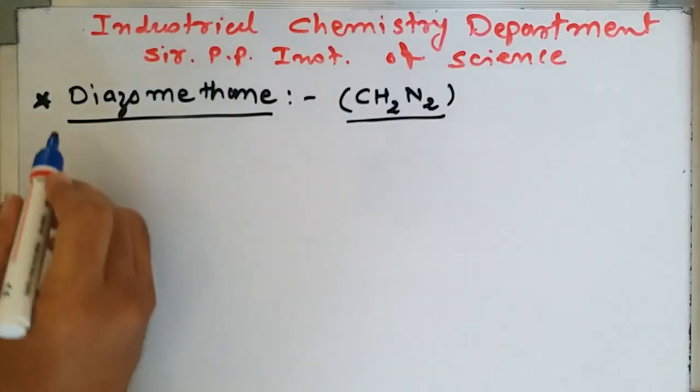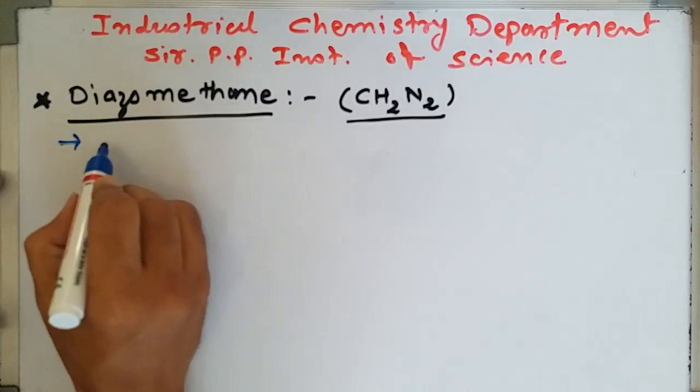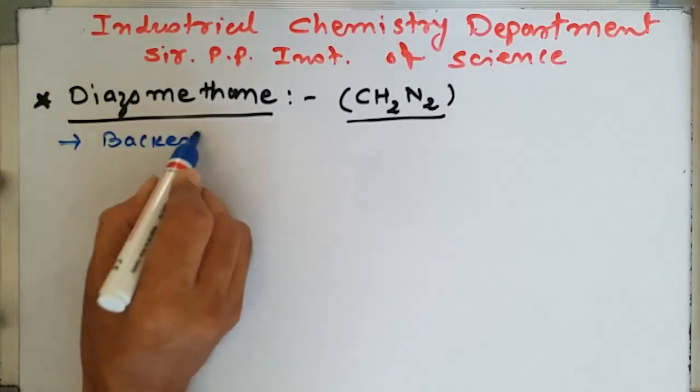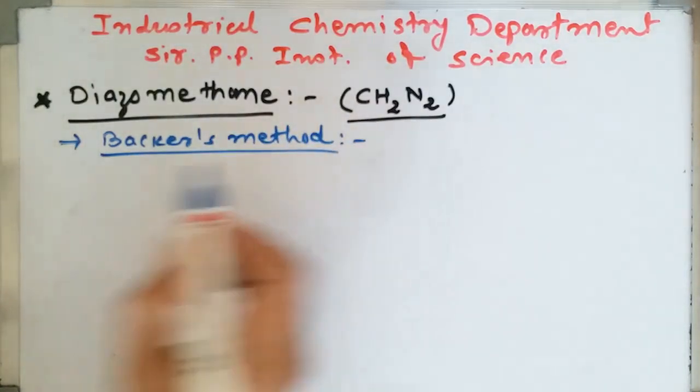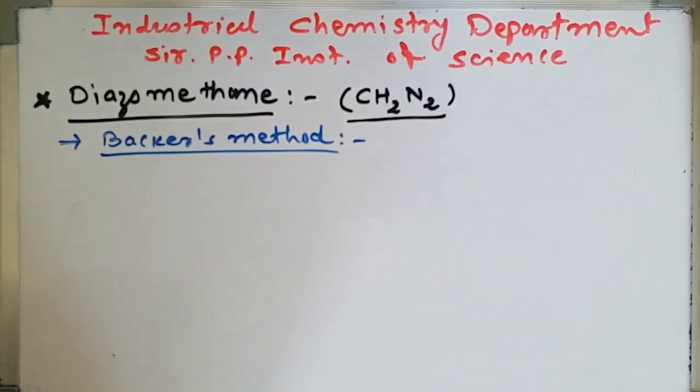The second method was developed by Becker, so it is known as Becker's method. N-methyl N-nitroso paratoluene sulfonamide on distillation with ethanolic potassium hydroxide gives diazomethane.